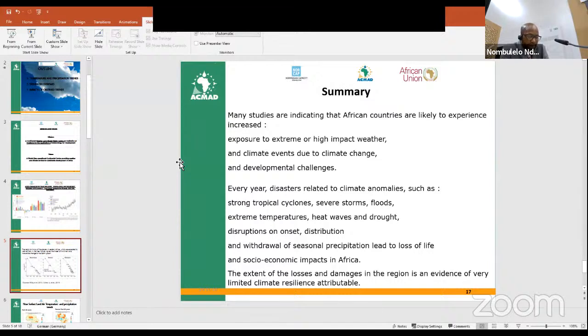The extent of loss and damage in the region is evidence of very limited climate resilience. We should work hard to make sure we have a bright future as a resilient continent. Thank you.